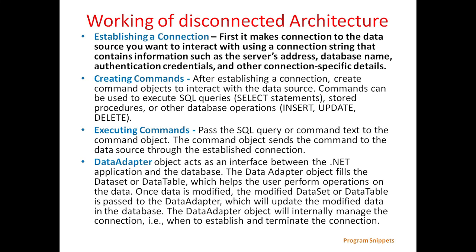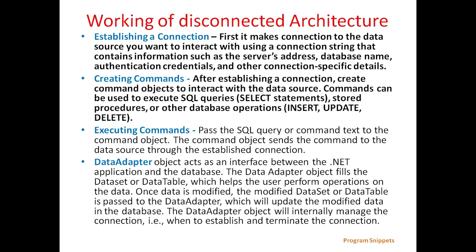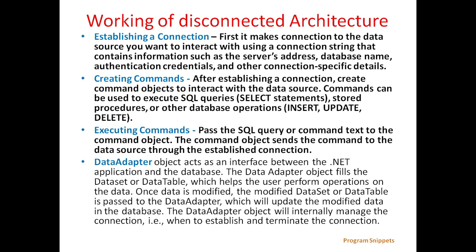that you want to interact with using a connection string that contains information such as server address, database name, authentication credentials and other connection specific details. After establishing a connection, create command objects to interact with the data source. Commands can be used to execute SQL queries like select statements, stored procedures or other database operations like insert, update and delete. Then it passes the SQL query or command text to the command object. The command object sends the command to the data source through the established connection.